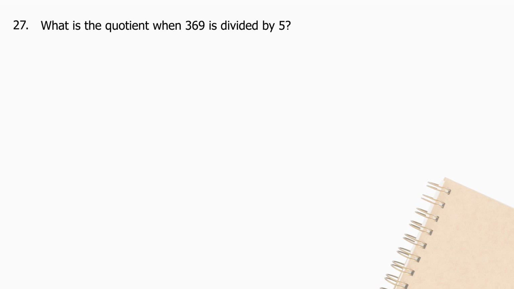Question 27. What is the quotient when 369 is divided by 5?